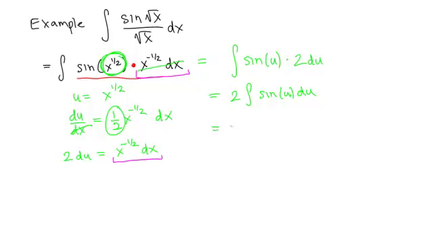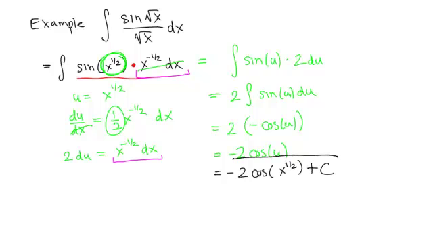Now the antiderivative of sine, let's see, the antiderivative is cosine of u with a negative to counteract the negative from its derivative, and so that comes up with negative 2 times the cosine of u. If we back substitute, we get negative 2 times the cosine of x to the 1/2 power. There's one antiderivative, and adding on the plus c collects all of the antiderivatives.